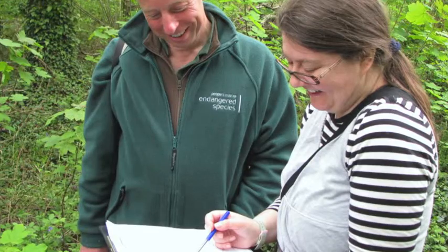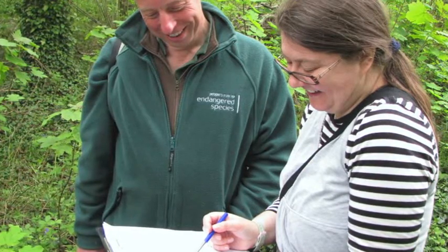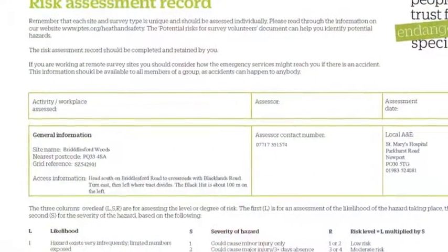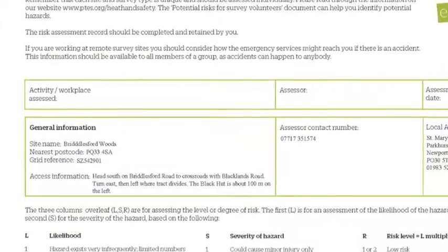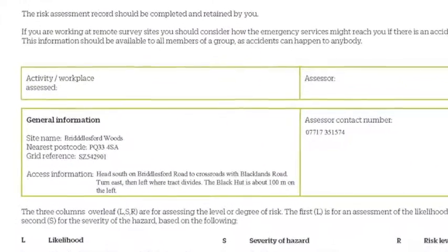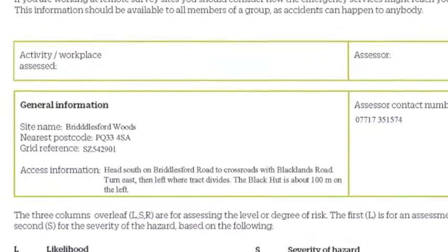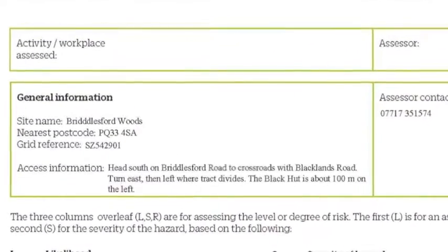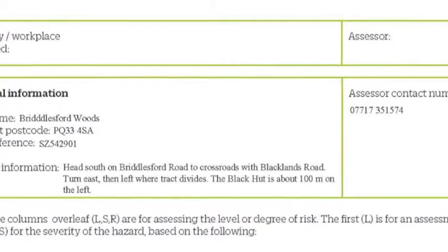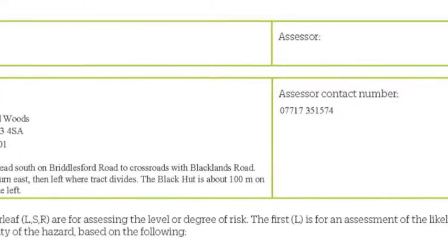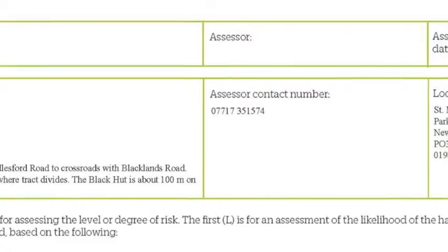When completing a risk assessment, it is a good idea to start with the basics. Where will you be in the woods? Is there enough detail for an ambulance to get to you? And don't forget, it might be you who has the accident, and it may be fellow organisers and volunteers that have to use the information. You will also need the contact details of the organiser and where the closest hospital is located.